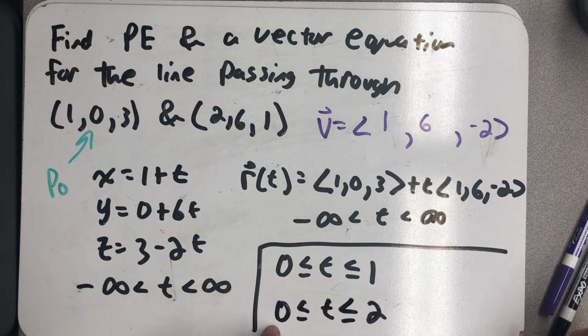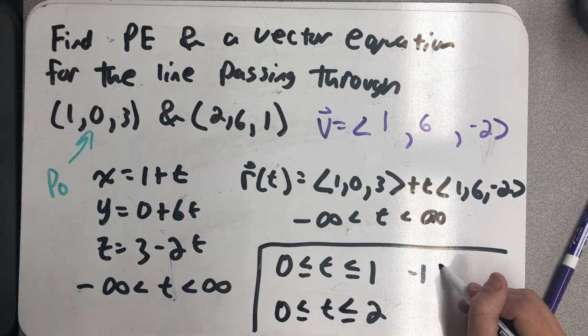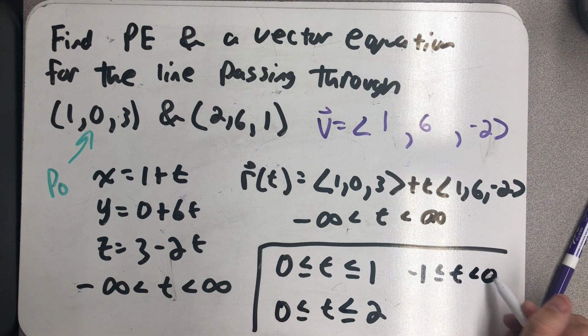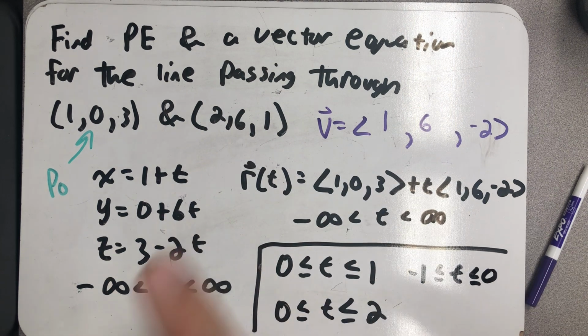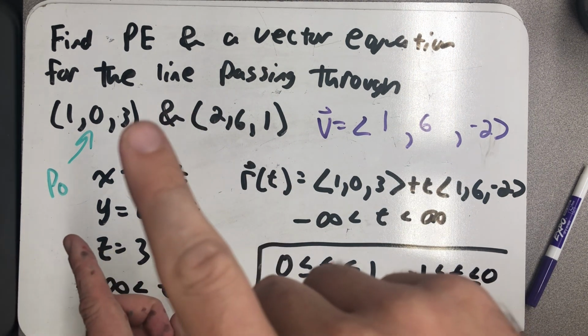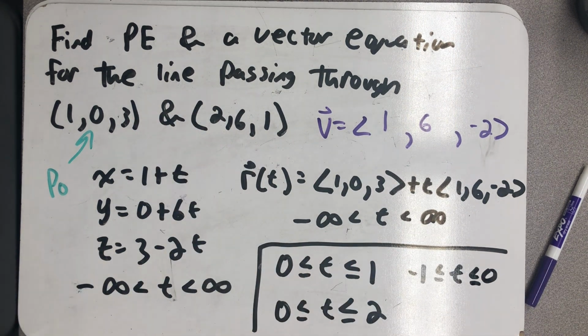If I make this interval be between minus 1 and 0, now I have a line segment that stops at P naught and starts on the other side. And so that's the difference between a line and a line segment.